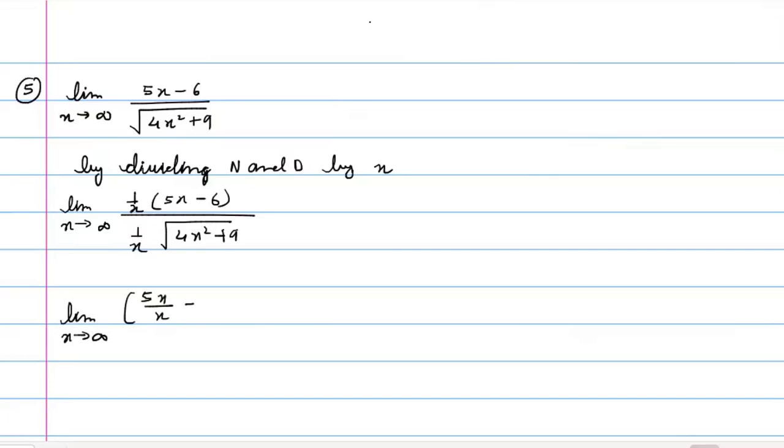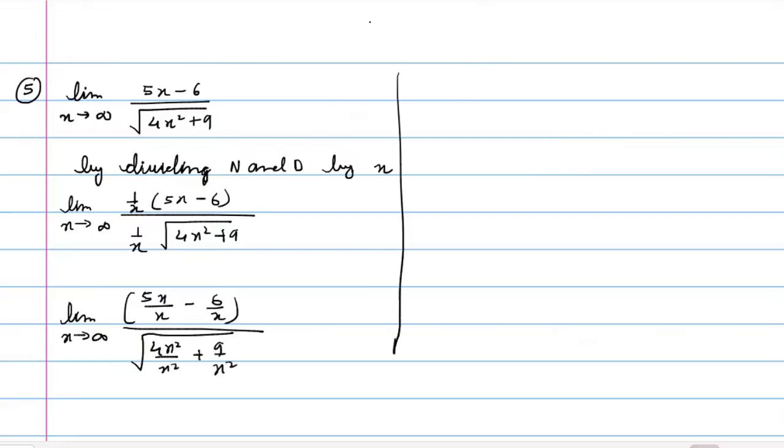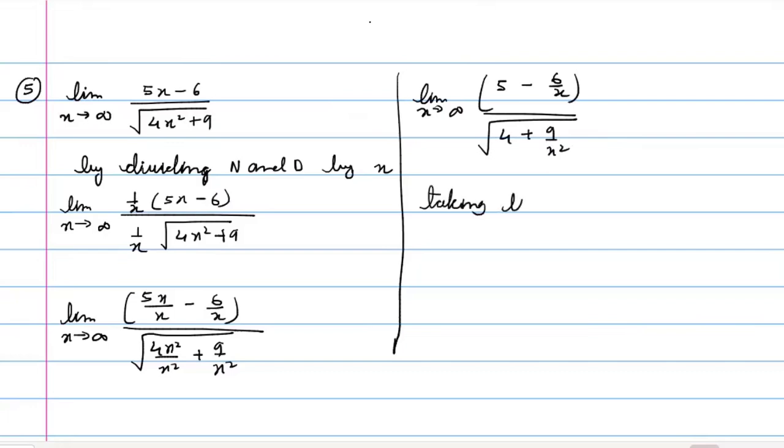So this is 5x upon x and 6 upon x. And this is 4x square upon x square plus 9 upon x square. So this gives you 5 minus 6 upon x and 4 plus 9 upon x square. Taking the limit, 5 minus 0 under root 4 plus 0. So the answer is 5 upon 2.